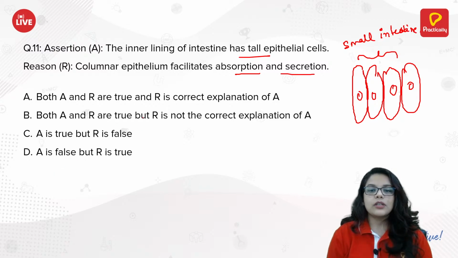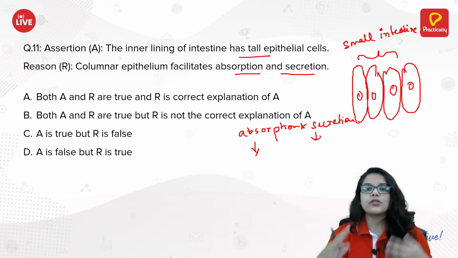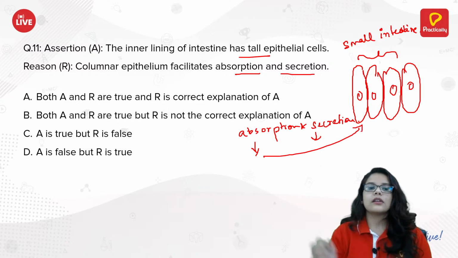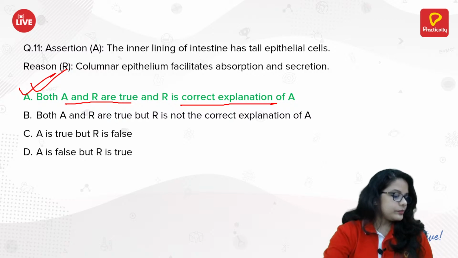And what does small intestine do? It helps in absorption and secretion. Intestine does that by absorption of all the food particles. It will break down and absorb the simpler form of food particles. Secretion, it will secrete all the juices which are required for absorption. And that is done with the help of this columnar epithelium. So both A and R are true, and R is the correct explanation of A. Okay, next.